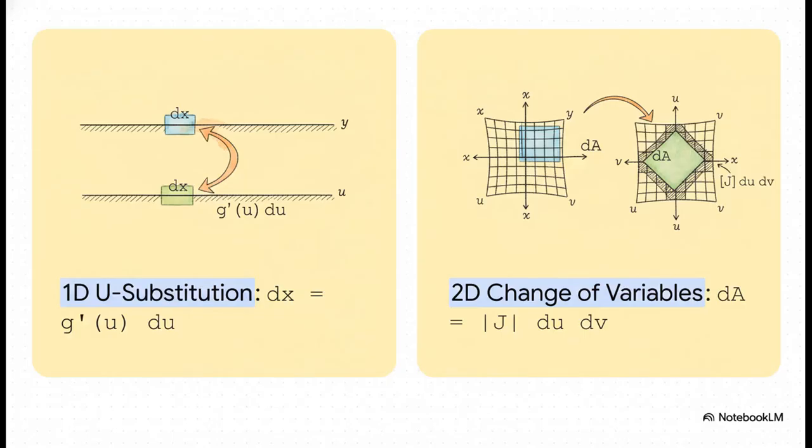Think back to good old u substitution from Calc 1. Remember how when you swapped out dx for du, you had to stick in that little g prime of u term? Well, look at this. When we do the same kind of thing for double integrals, changing our variables, it's almost the exact same idea. Instead of a tiny length dx, we have a tiny area dA. And instead of that derivative, we have this mysterious new thing, the absolute value of J.